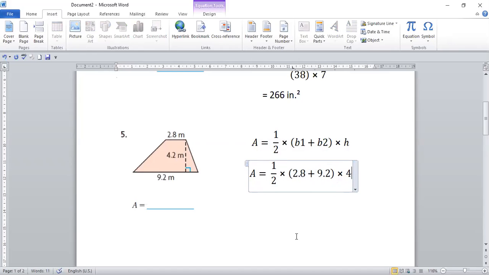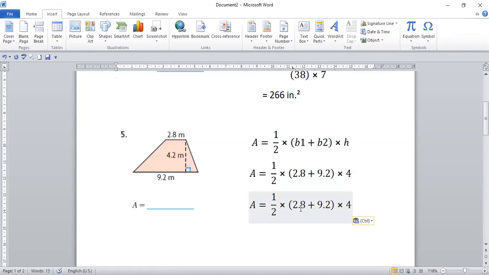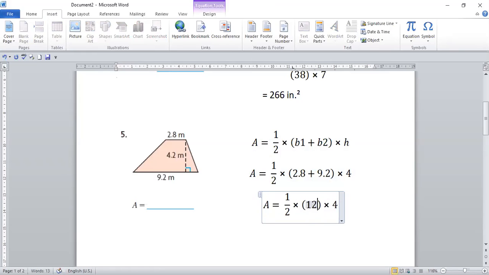Okay, so this is the formula which you are going to solve. So what's the next step? Of course, you have to be solving all this at once. At once in the sense, before you solve, you will have to solve what's inside the brackets first, right? So inside the brackets, we have 2.8 plus 9.2. So how much is 2.8 plus 9.2? I'm solving this one. That's going to give you 12. Okay, so 12 multiplied by 4.